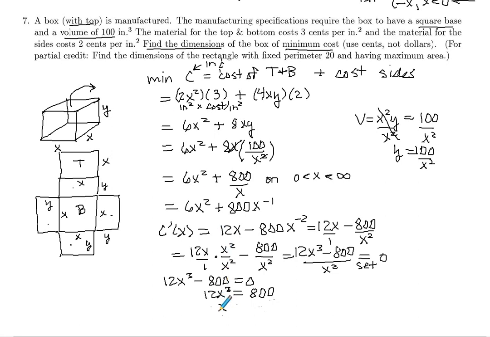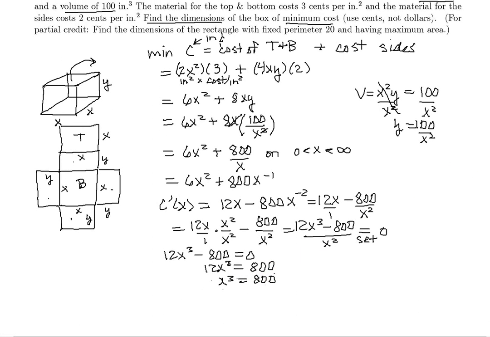Okay, so x cubed is going to equal 800 divided by 12, which we've got a common factor of 4 here if we wanted to. So this is 200 divided by 3, and then take cube roots. And the cube root of 200 thirds, if you just do the calculator work there, is approximately 4.05.